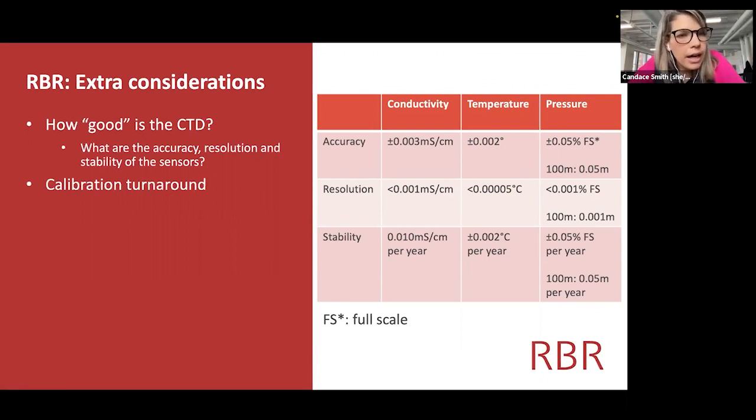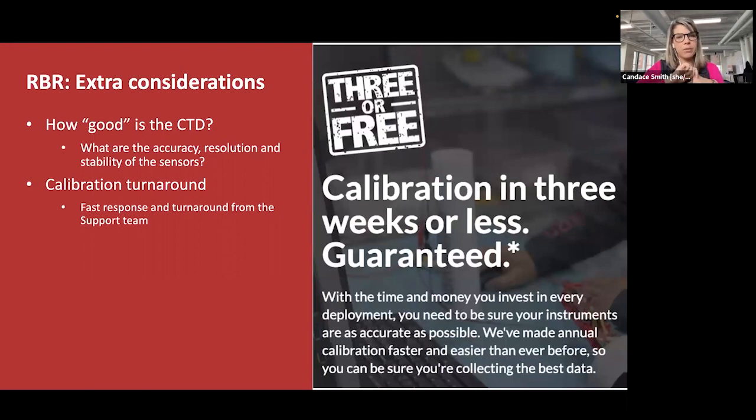So speaking of calibration, we have fast response from our support team, and currently we're doing something called a 3-year free calibration guarantee. So you can get your CTD calibrated at RBR in 3 weeks. There are some caveats, but basically you can get it done in 3 weeks. So that's not months of having your instrument out of the water. If you are going to get your CTD calibrated soon, just let the team know if you have a tight timeline, and we often try to do what we can to fit it in around your deployment. Of course, if you say I need it calibrated in 2 days, that might be a problem. So just give us lots of heads up.